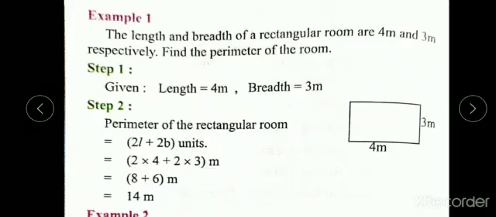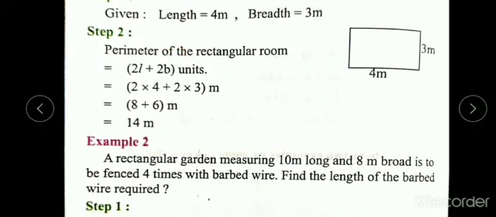Shri Sai Ram. From today's class, let us discuss the problems inside the chapter perimeter and area. The first example problem is: the length and breadth of a rectangular room are 4 meter and 3 meter respectively. Find the perimeter of the room. Given length 4 meter, breadth 3 meter.